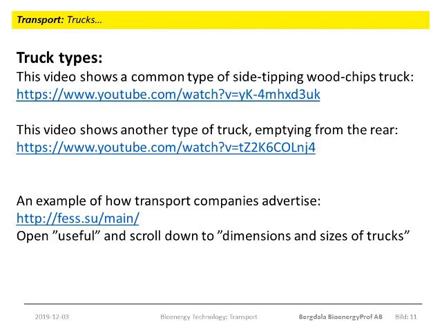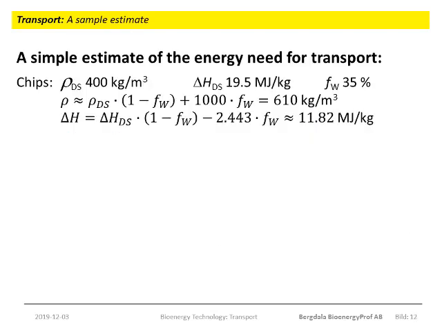Open that page, go on to open the Useful menu, and then scroll down to find the heading Dimensions and Sizes of Trucks, and open that page. We will now do a simple estimate of the energy need for transportation. We assume wood chips with a dry density of 400 kilos per cubic meter. We also assume a heating value for the dry substance of 19.5 megajoules per kilo. And then we assume 35% moisture content.